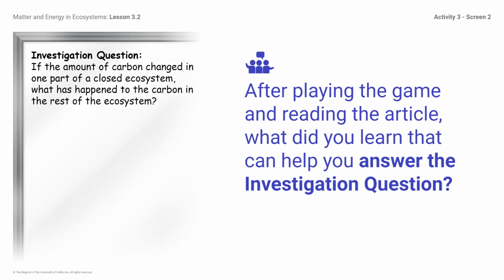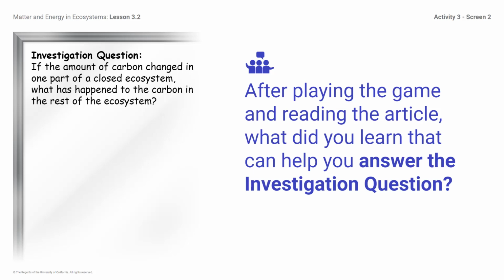After playing the game and reading the article, what did you learn that can help you answer the investigation question? We could say the game showed that the total amount of carbon in the ecosystem stays the same no matter what happens. It's just that the carbon moves around to different parts of the ecosystem when organisms die or eat others, or when things happen in the environment like fires, rain, sunlight, or disease.